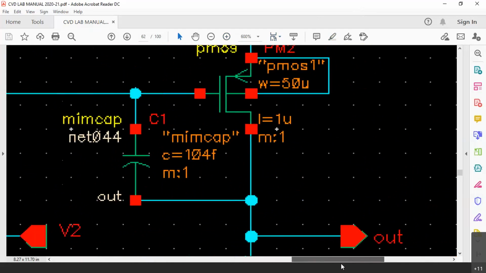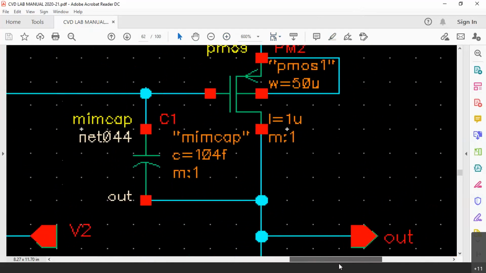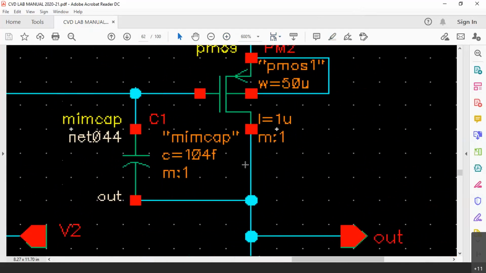Now you can see this capacitance is named as MIM cap and its value is 104 femtofarad. This I had purposefully chosen when I simulated the circuit almost 10 years before. I think it was in 2010. I had chosen this value as 104 femtofarad so that the gain should not reduce further. Approximately we can say it is 100 femtofarad, or around 0.1 picofarad, right?